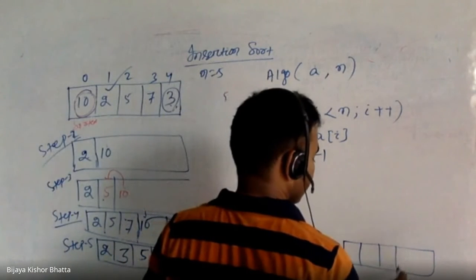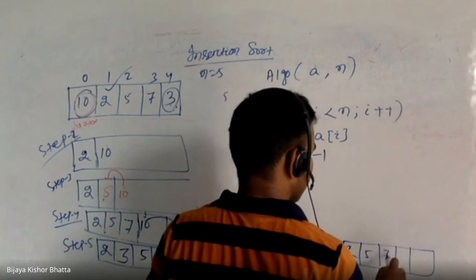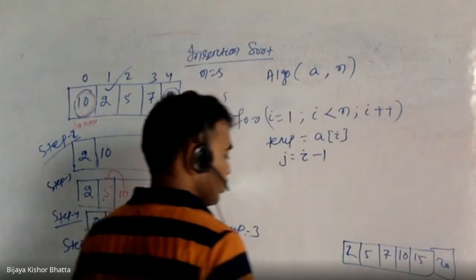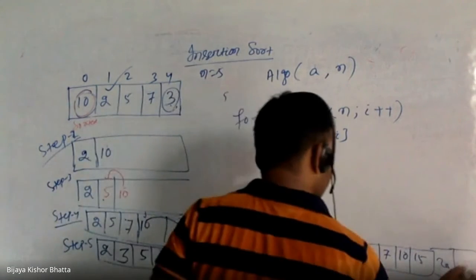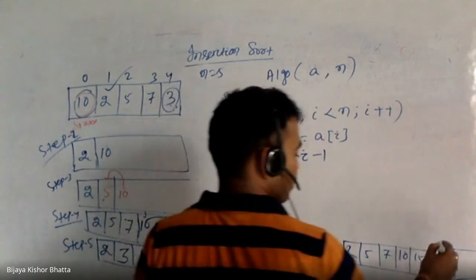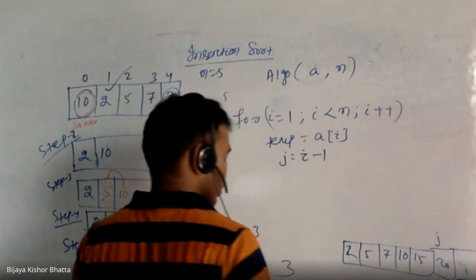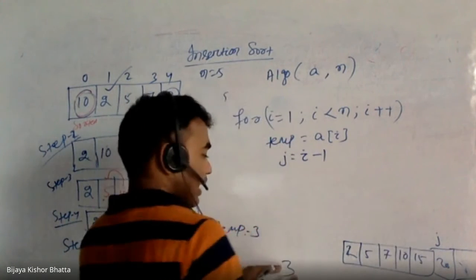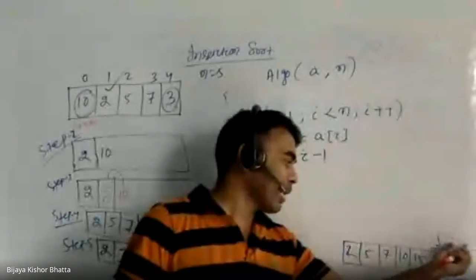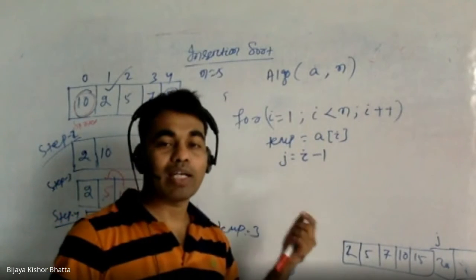suppose this is 2, 5, 7, 10, 15, 20, and suppose there are a lot more elements. Suppose I am inserting 3. This is my j now, so 3 goes here. Until I see a smaller number, I'll keep on shifting these numbers and j will be decremented.